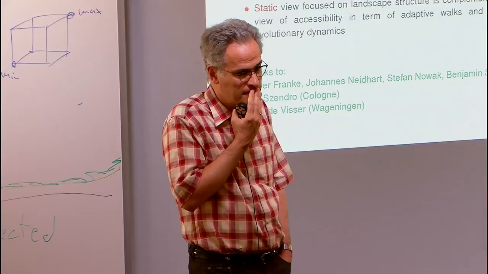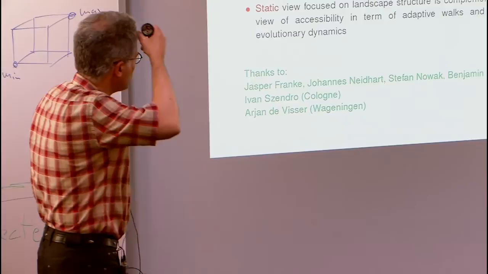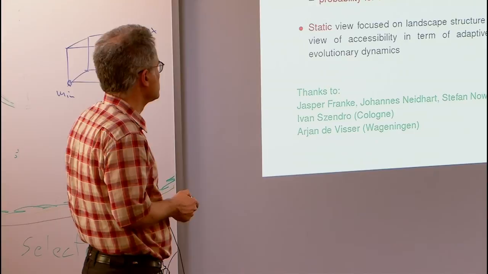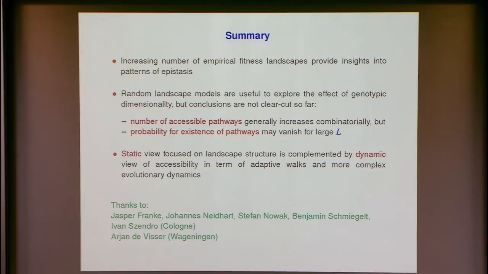Yes, no, there's a clear connection. In the spin glass context, these accessible pathways are essentially zero temperature trajectories, is what we're looking at, right? So this random adaptive walk is exactly a zero temperature Metropolis dynamics. I've talked to spin glass people. There hasn't been a point so far where it's been really useful to transfer concepts.